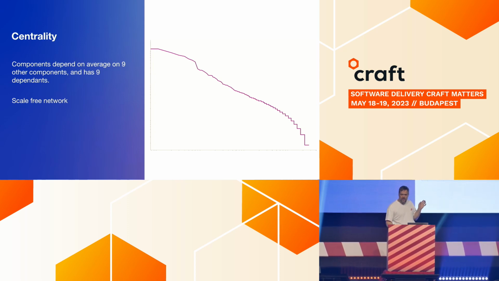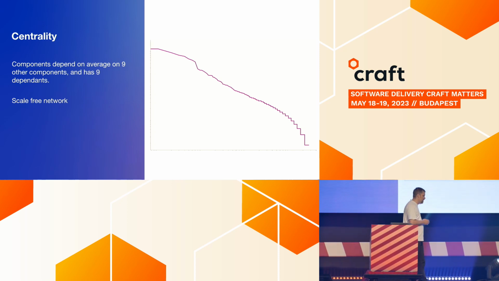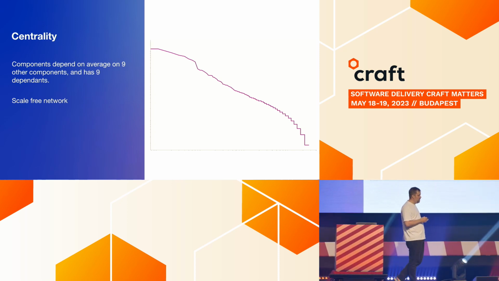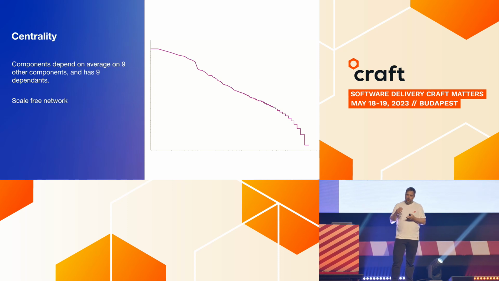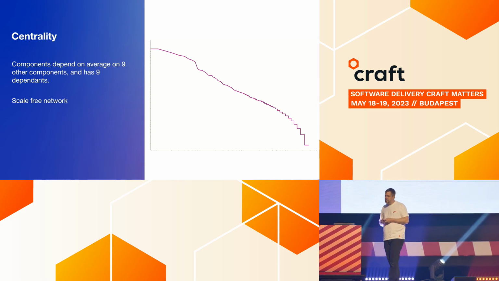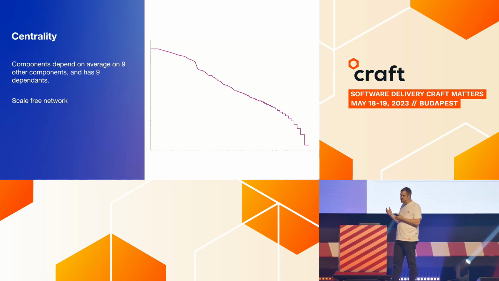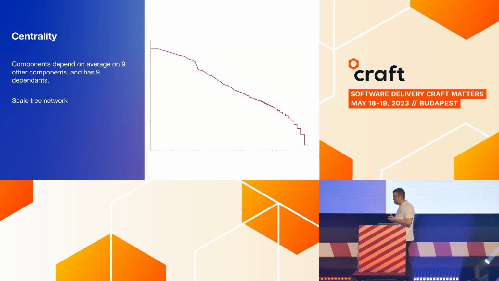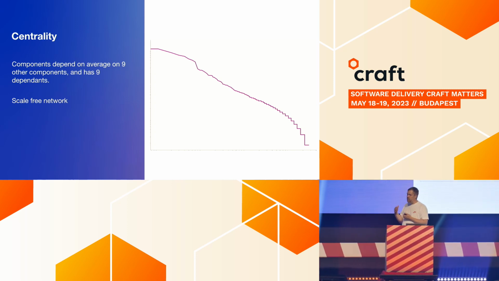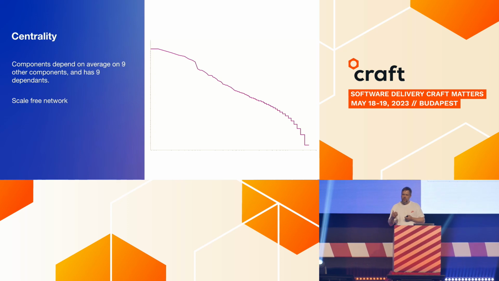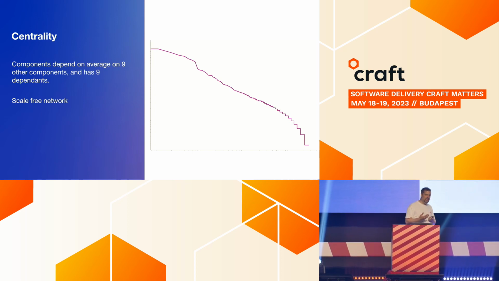Anyhow, with this, we can make some predictions about how our network is going to behave. In particular, when it comes to these types of networks, you have something called preferential attachment. That means as we add more services, we should expect that we will continue to add more and more dependencies towards a few central services. And this is very much what we're seeing.